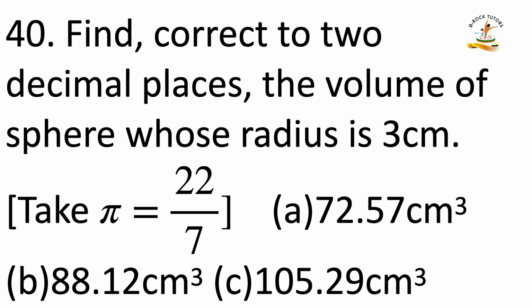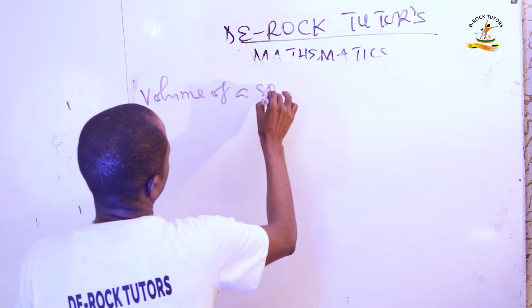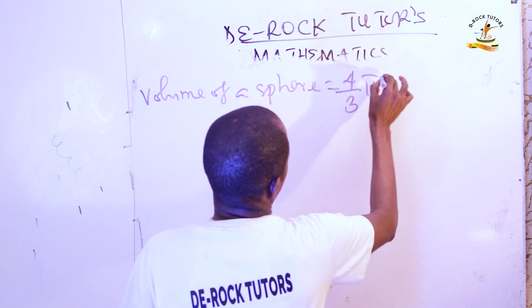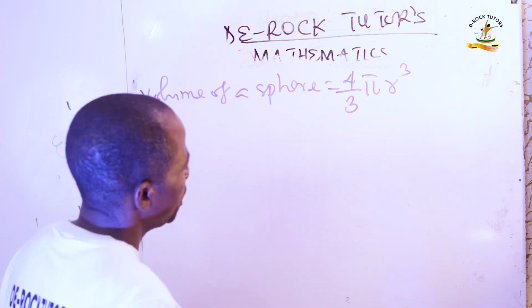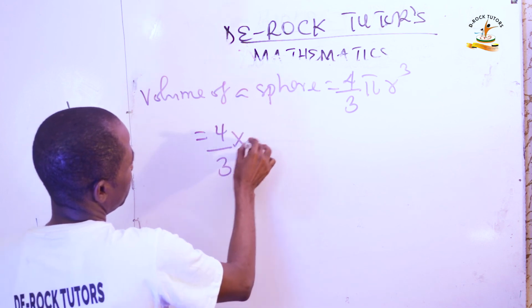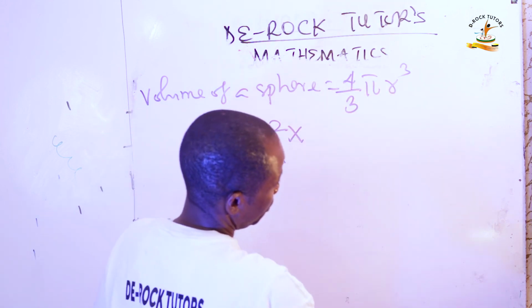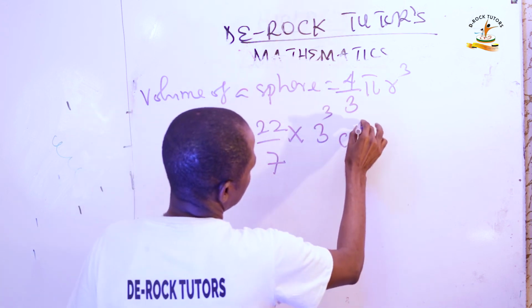Find, correct to two decimal places, the volume of a sphere whose radius is 3 centimeters. We know that the volume of a sphere is equal to 4 all over 3 pi r cubed. And we are given r, the radius, to be 3. If you substitute here, the volume now gives us 4 all over 3 times pi. Pi is 22 all over 7 times r, that's the radius, that's 3. That's talking about 3 cubed. And everything in centimeter cubed.